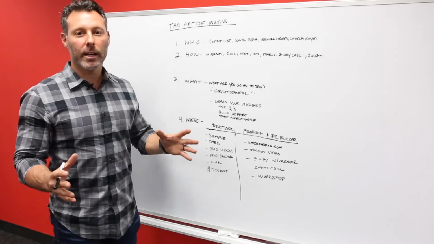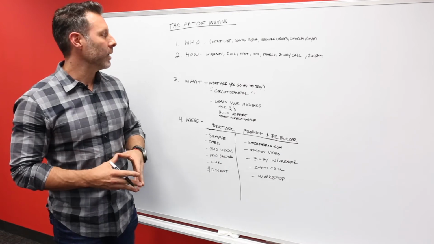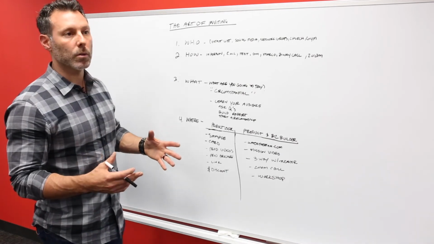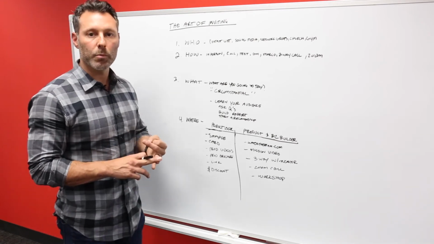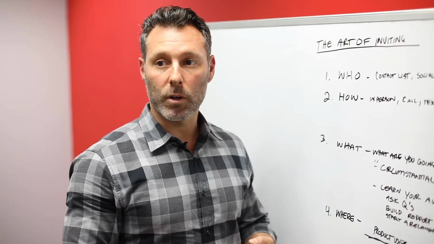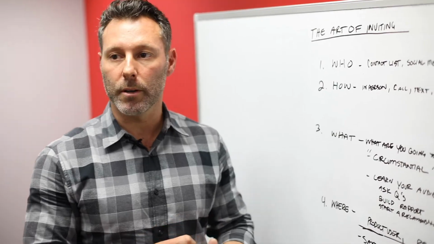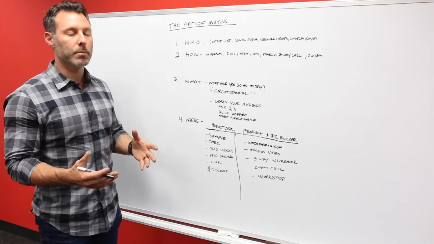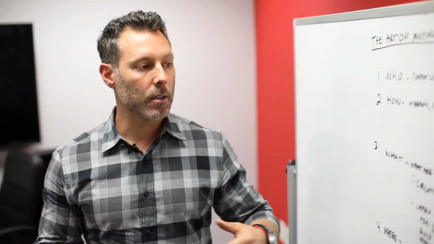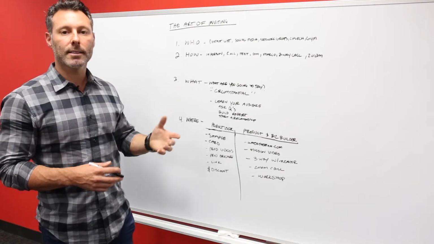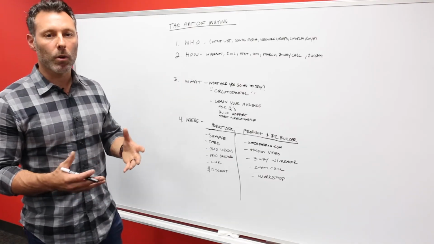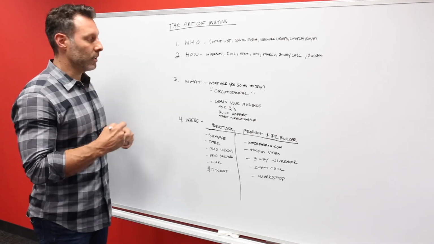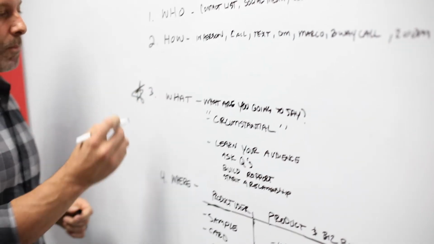Hey guys, quick recap on the art of inviting. It's going to be who, how, what, and where. Number one is going to be who, so the contact list, your social media outlets, network groups, church, your gym. Number two is going to be how. How are you going to connect with these people? It could be in person, it could be a call, a text, a DM, Marco Polo, a three-way call, a Zoom call.